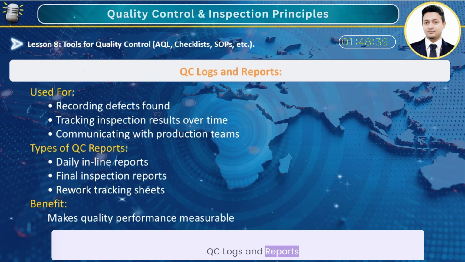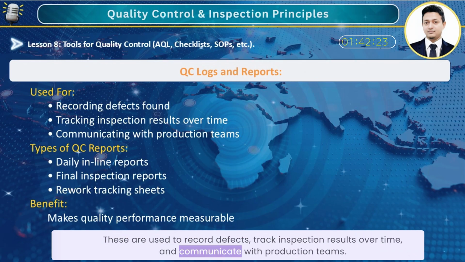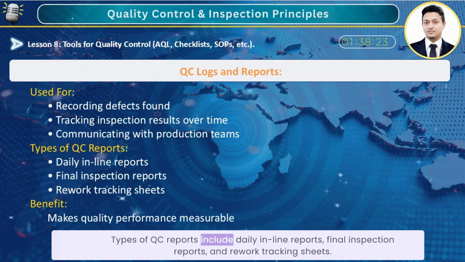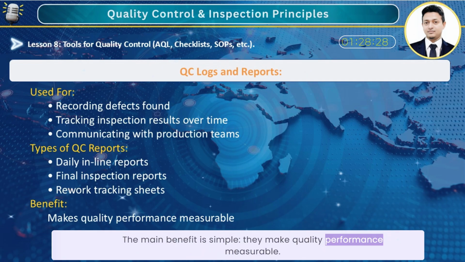QC logs and reports. These are used to record defects, track inspection results over time, and communicate with production teams. Types of QC reports include daily inline reports, final inspection reports, and rework tracking sheets. The main benefit is simple: they make quality performance measurable.